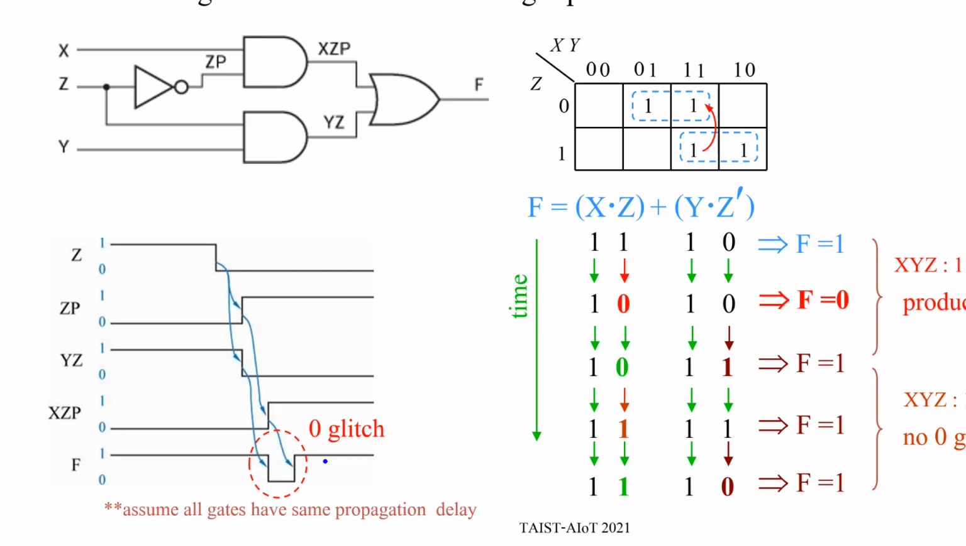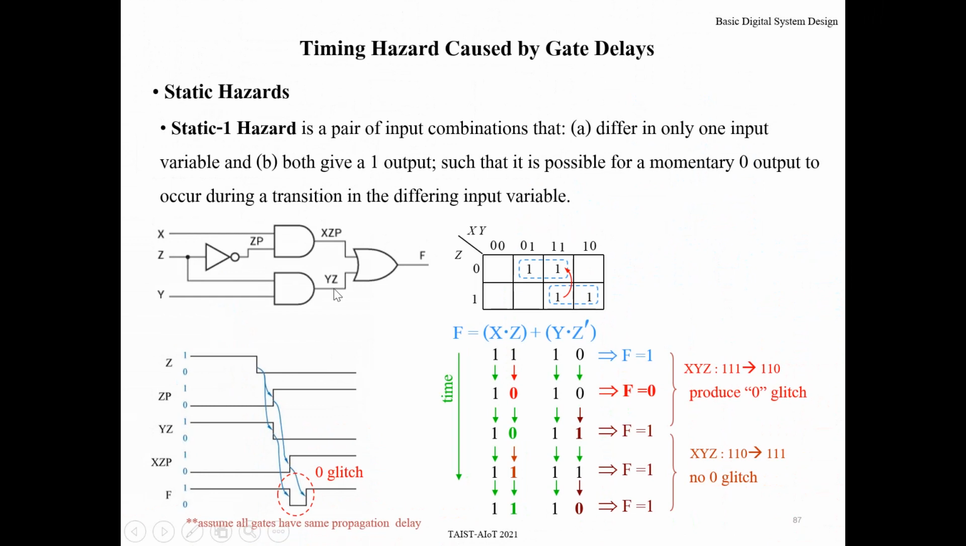Okay, this is called static 1 hazard. It should be static 1, should be constant 1. But it becomes 0 for a short period. Okay, this is called 0 glitch.